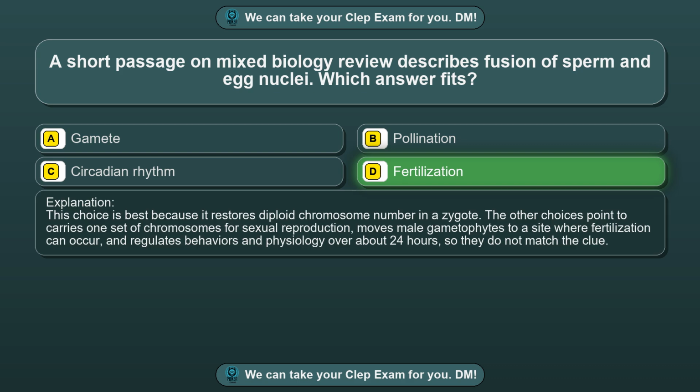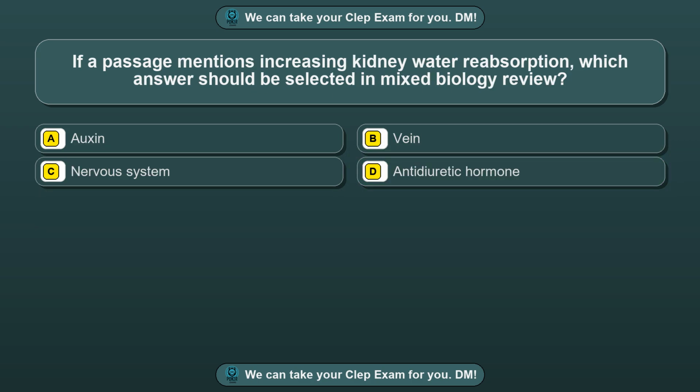This choice is best because it restores diploid chromosome number in a zygote. The other choices point to carries one set of chromosomes for sexual reproduction, moves male gametophytes to a site where fertilization can occur, and regulates behaviors and physiology over about 24 hours, so they do not match the clue. Question 68. If a passage mentions increasing kidney water reabsorption, which answer should be selected in mixed biology review?